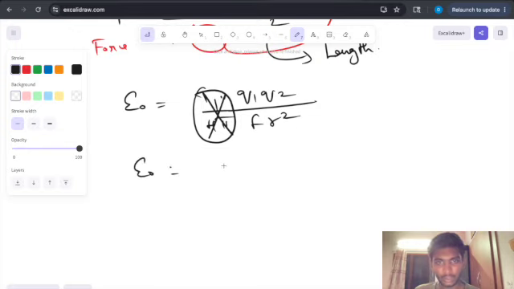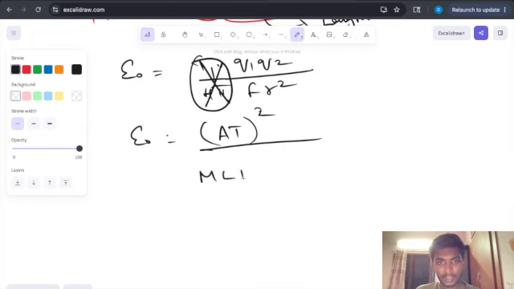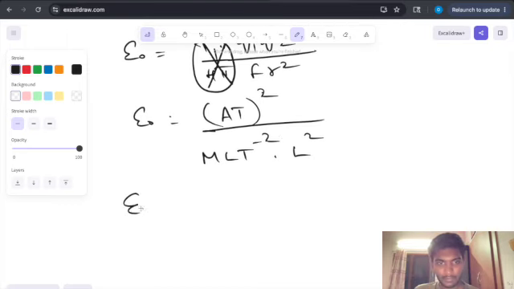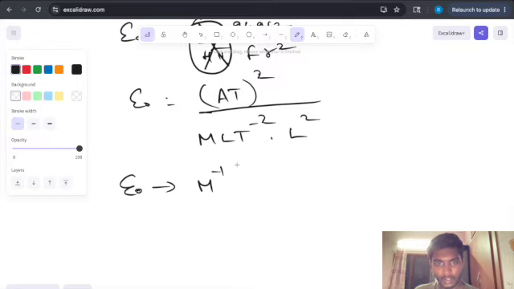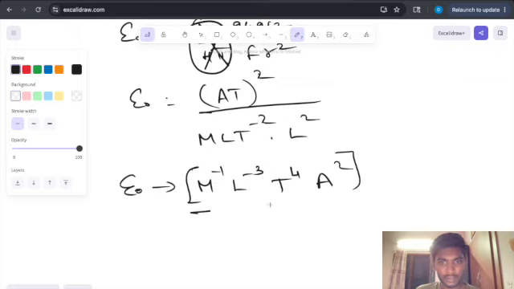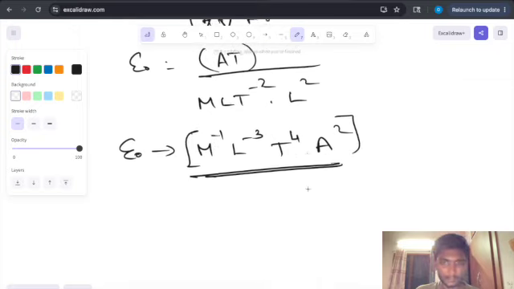So epsilon naught is equal to charge, which is AT, whole squared because there are two charges, by F, which is MLT minus 2, into L squared. From this I am deriving epsilon naught to be M inverse L to the power minus 3 T to the power 4 A squared. So this is the dimension of electric permittivity.